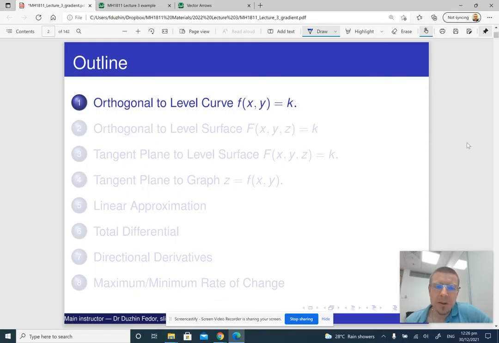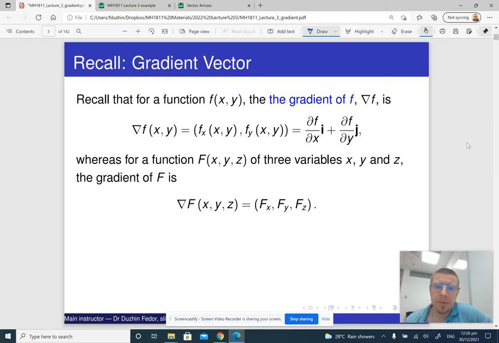So in the first part of the course, we will look at why the gradient vector is orthogonal to level curves of a function of two variables. So first, recall what the gradient vector is.